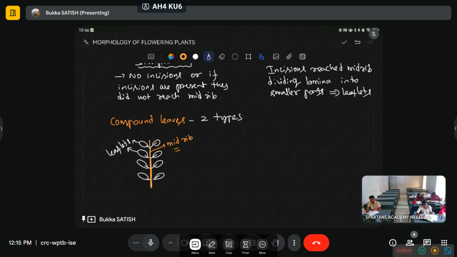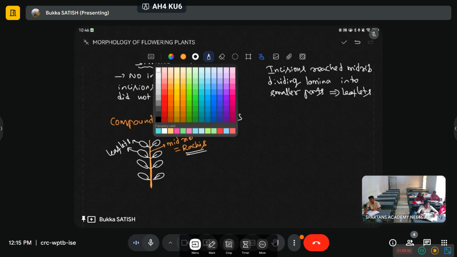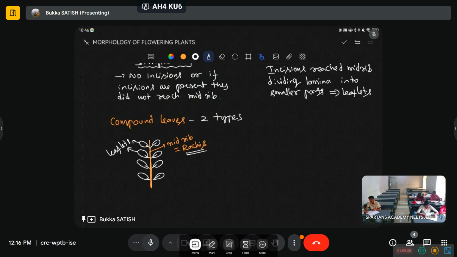Now this midrib is what we call rachis. Don't confuse, rachis means midrib only, but in the compound leaf, when it is bearing leaflets, we call it rachis. Now see the other possibility. This one is the petiole. This part is the petiole. Now in the second possibility, see properly, this is the petiole.